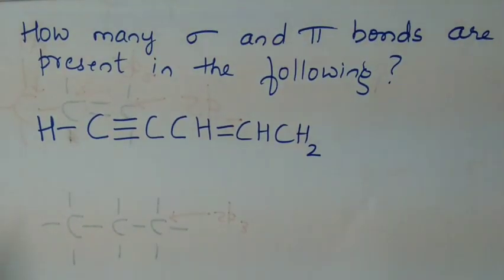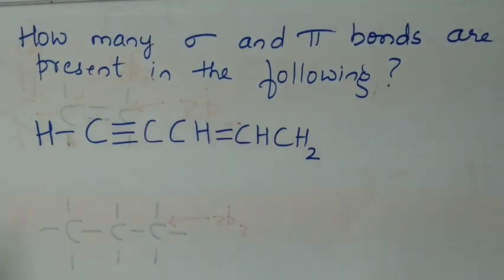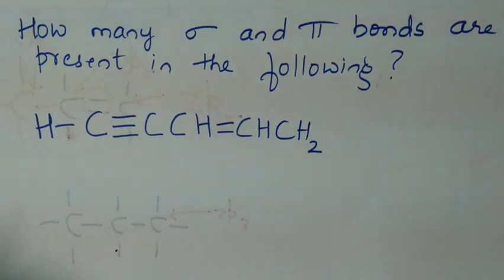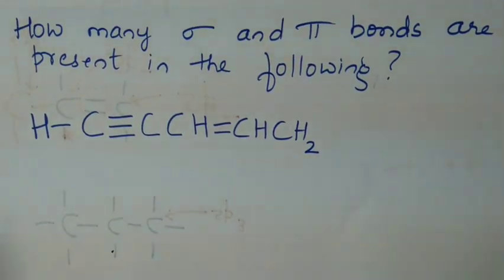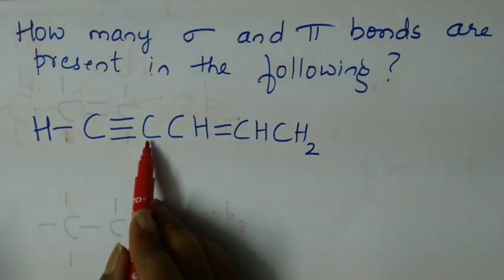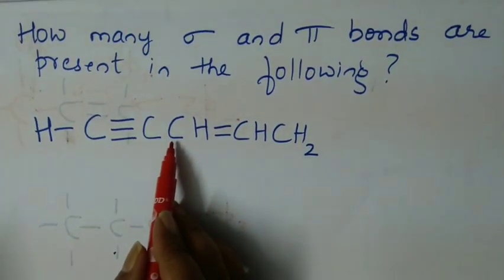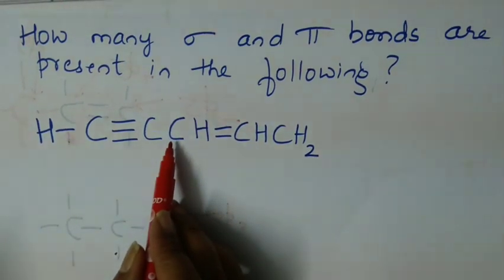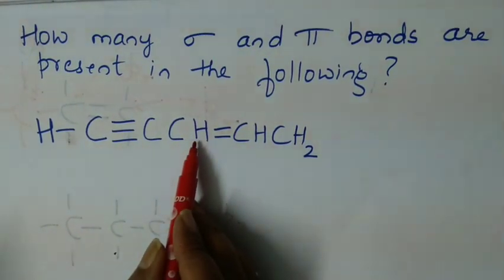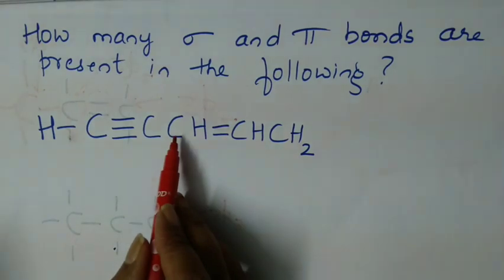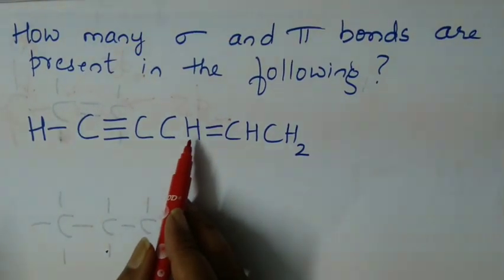How many sigma and pi bonds are present in the following? So I have written an example here. Okay. So look at this. I have written carbon followed by carbon and no bond has been shown. Here also between carbon and hydrogen no bond has been shown. So you should be able to write an expanded form of it.